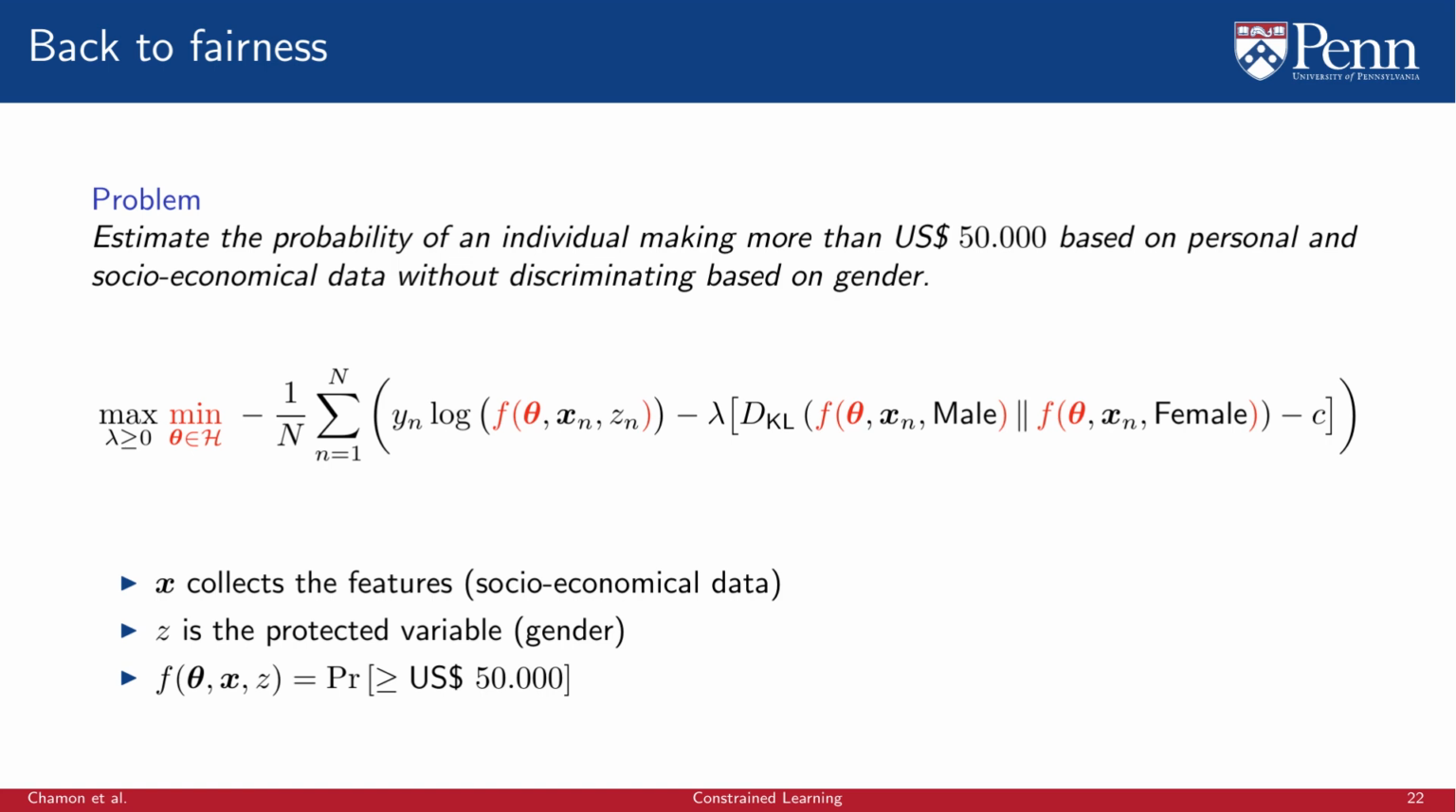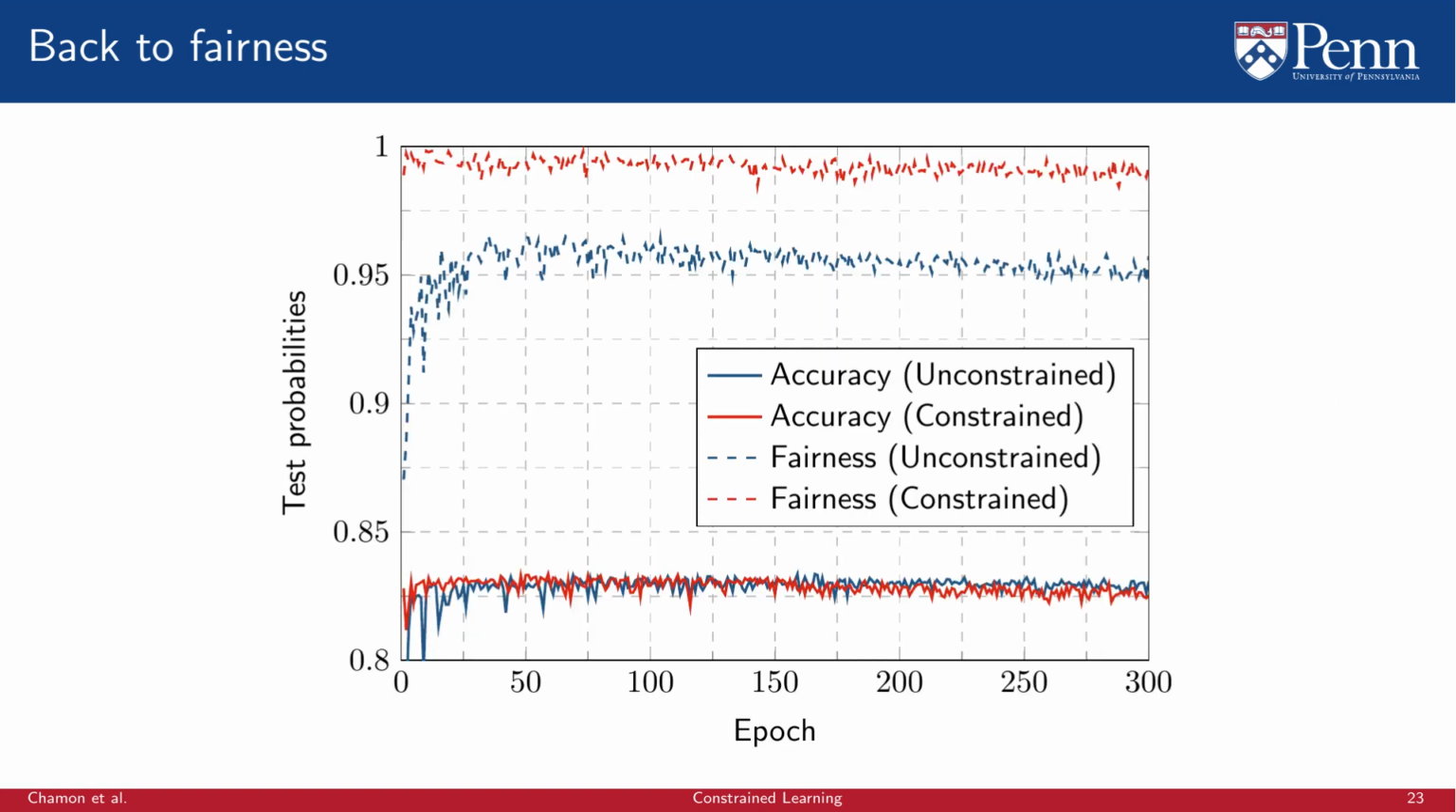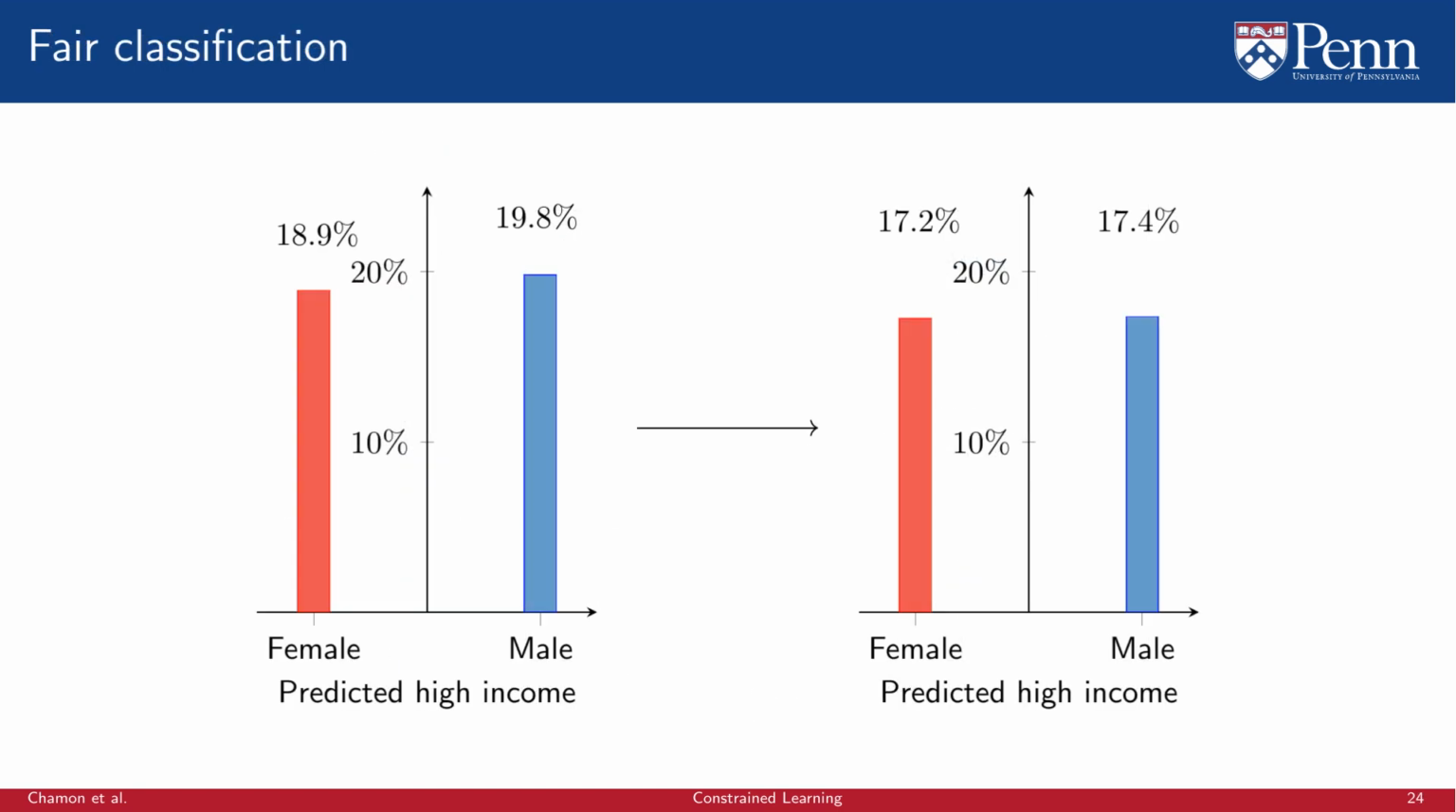To illustrate this fact, let's use a neural network trained with stochastic gradient descent as a parameterization. Of course, you don't need a neural network for this problem. I mean, logistic regression would do the trick. It's simply that we can see how the primal dual behaves in a non-convex setting for which there's ample evidence that gradient descent reaches good local minimizers. So after this algorithm converges, the result is a classifier that has almost the same test accuracy as the unconstrained one, but is considerably less sensitive to gender.